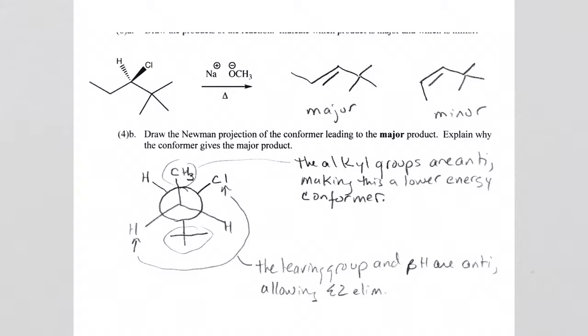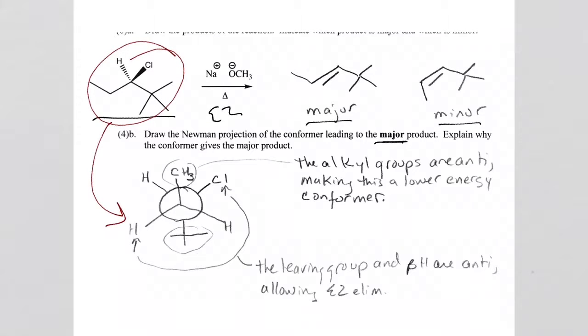So this is test 3, question 8, and you are given this alkyl chloride, and it undergoes an E2 elimination to give you 2 possible products. And the question in 4B was: draw the Newman projection of the conformer leading to the major product. And how would you rotate this model? Once you've built a model of this compound, how would you rotate it to get this Newman projection?